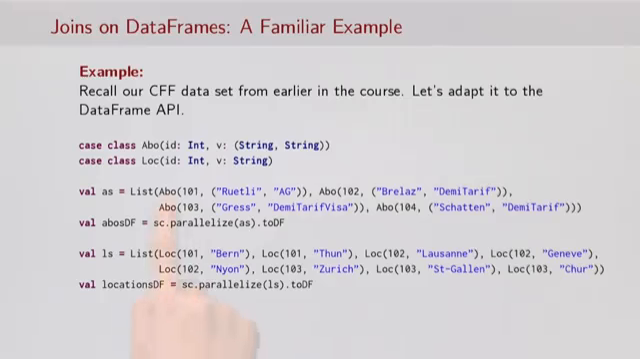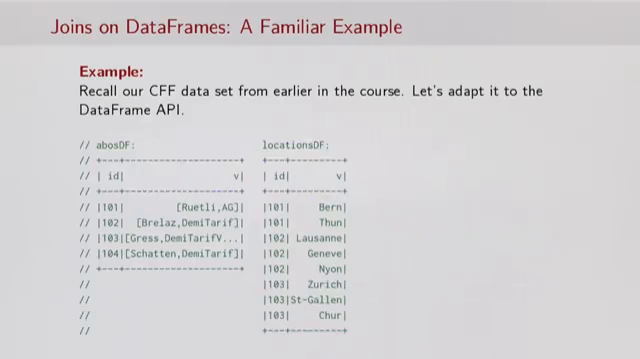So assuming that I have a sample data set here, I can create two different data frames, abosDF, by calling toDF on the RDDs that I created in the previous example, in the RDD example. So I just used this toDF method that we saw earlier, and now I have a couple of data frames. I have a data frame for the subscriptions called abosDF, and I have a data frame for the locations called locationsDF. And if I call the show method on each of these two data frames, this is what it looks like.